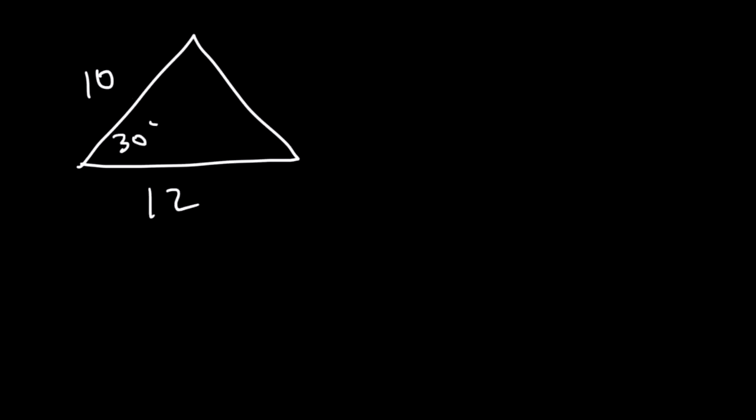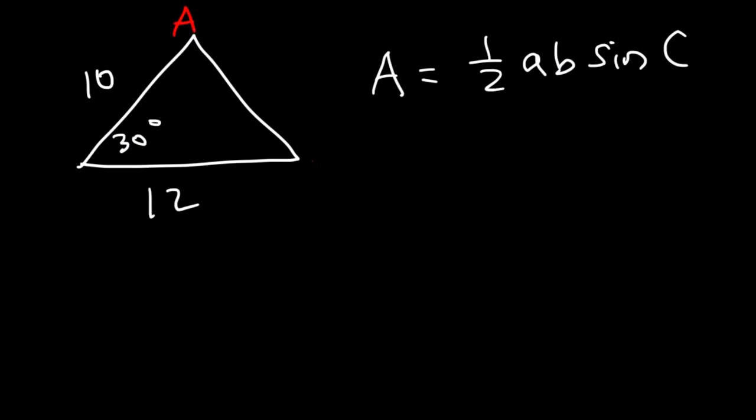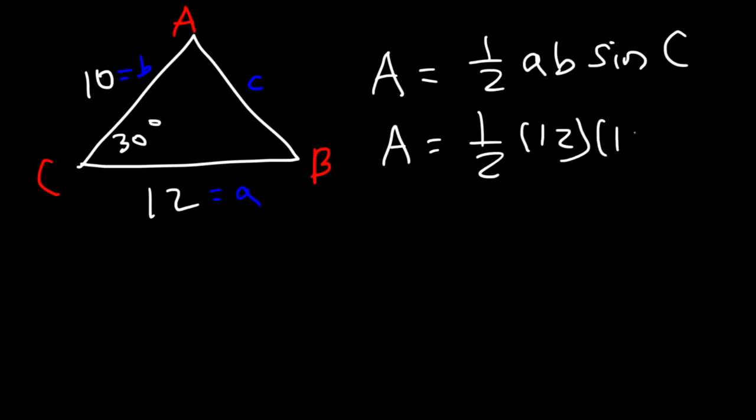Now, let's say you have a triangle where you're given two sides and the included angle. What is the area of this particular triangle? The area is 1/2 ab sine C. So let's call this angle A, angle B, angle C. This is side c, side a, and side b. In this case, lowercase a is 12, and lowercase b, or side b, is 10. And the angle between them, that's angle C, is 30.